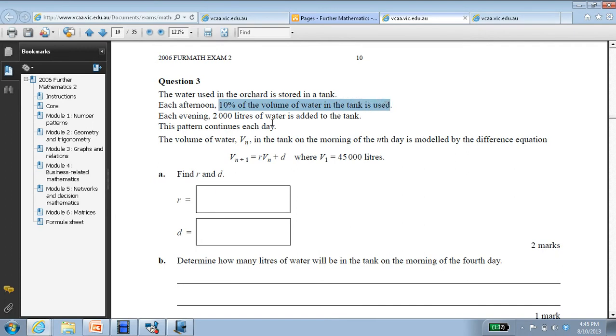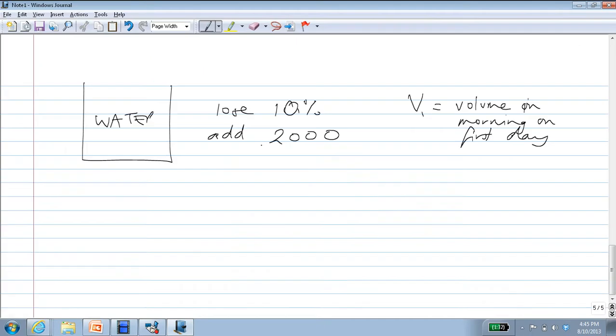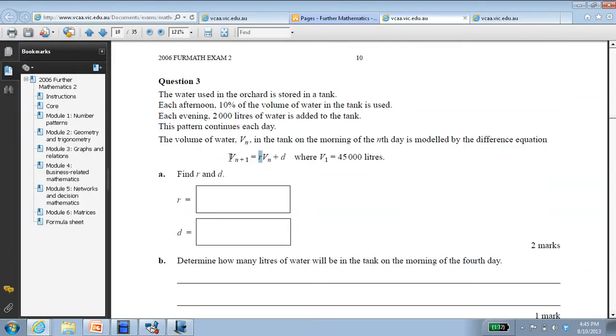And the percentage increase or decrease comes here. Each afternoon we are using 10% of the volume. We are reducing by 10%. If we're reducing by 10%, that means we are keeping 90% of what was there, and therefore R will be 0.9 because we are keeping the 90%. So the amount of water in the tank is 0.9 times the previous day's. That's the loss of 10%. But then in the evening, we top the tank up with 2,000 litres. So we add, so the plus D will be the plus 2,000.